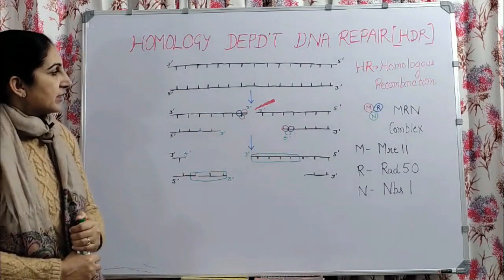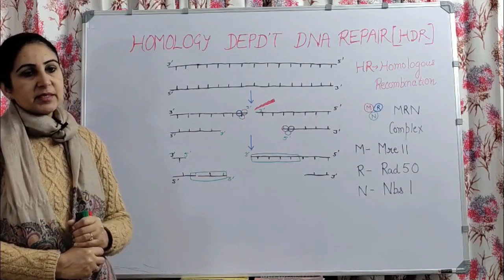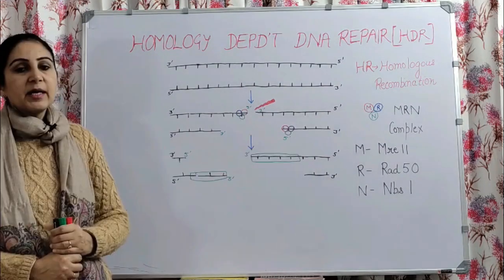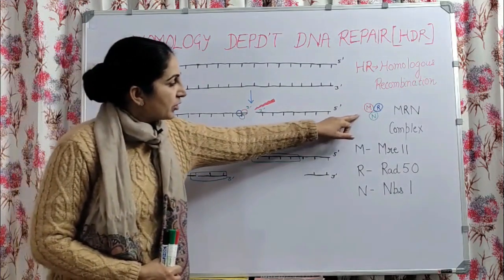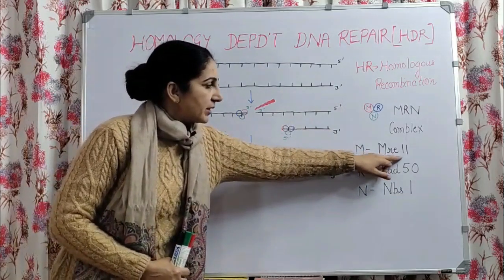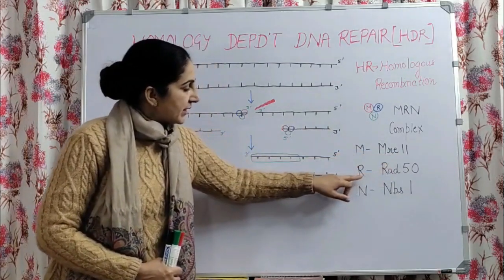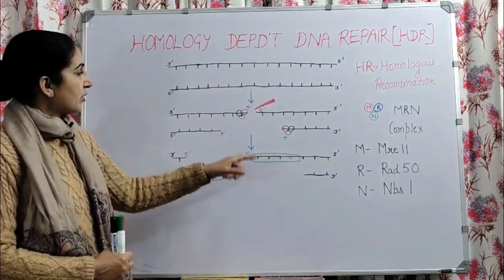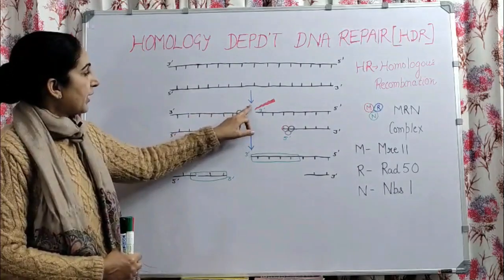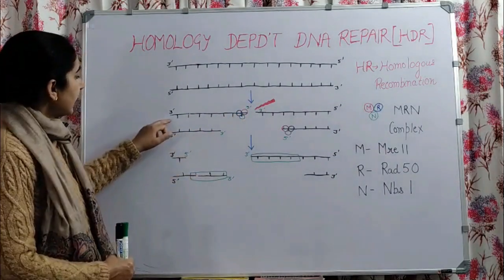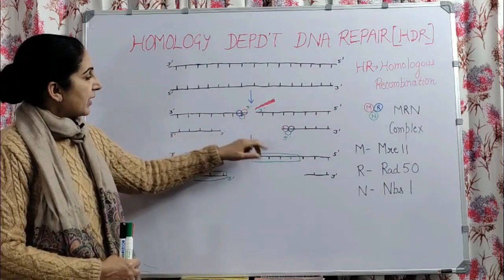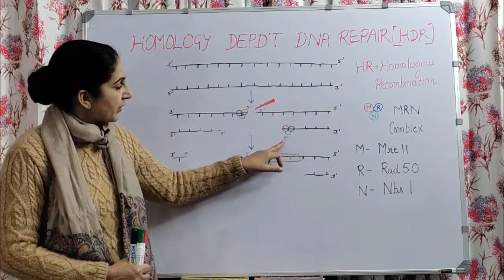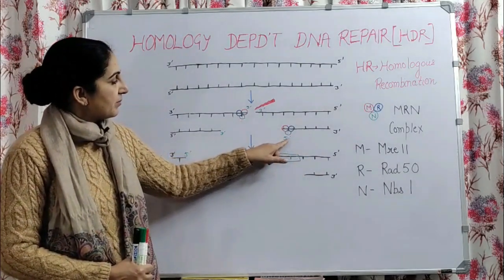Now what happens? This MRN complex comes here. This is the main complex that plays a crucial part in HDR. The MRN complex is actually made up of three proteins: one is M or MRE11, the second is R or RAD50, and the third is N or NBS1. This complex comes and binds to the 5' end of the broken strands. In this strand, this was the 5' end and the complex has bound here. For this strand, this was the 5' end and the complex has come here.